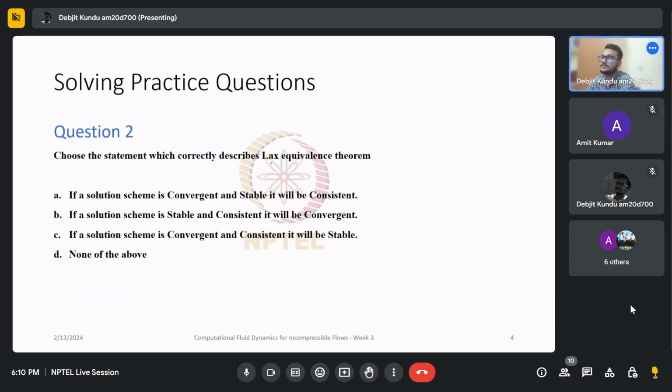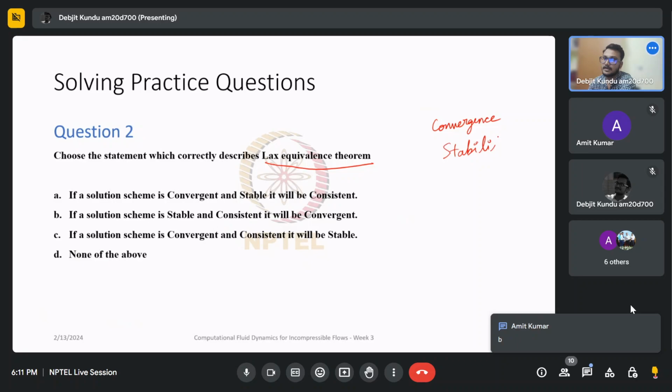So you have to now read the three statements A, B and C carefully, and then figure out which statement correctly describes the Lax equivalence theorem. This Lax equivalence theorem connects three different properties of finite difference approximations, which is convergence, stability and consistency.